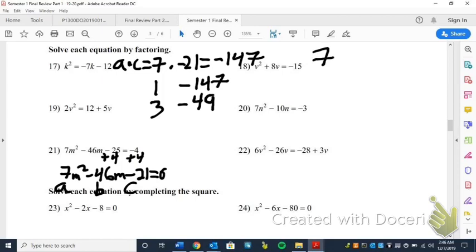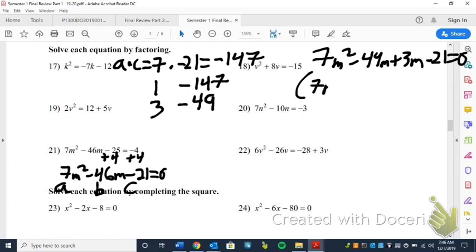We then go, does 4 work? No. Does 5 work? No. Does 6 work? No. Does 7 work? Yes. But we already have 3 and negative 49, so I don't know why I kept going. I'm just silly that way.